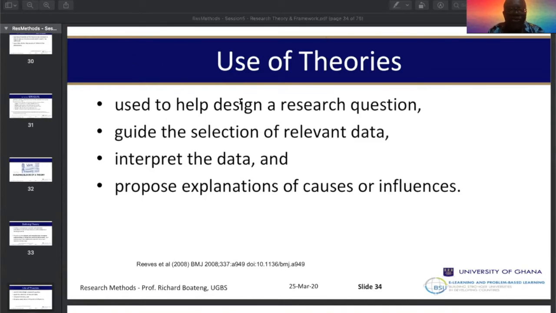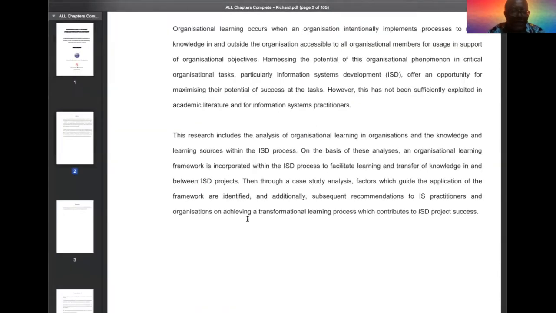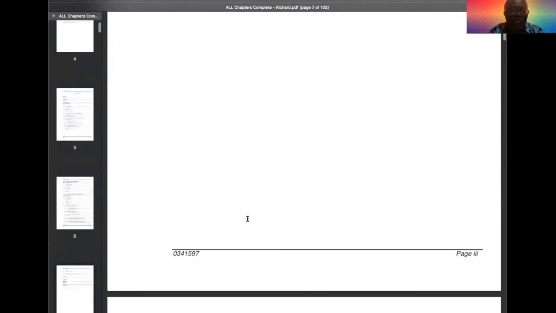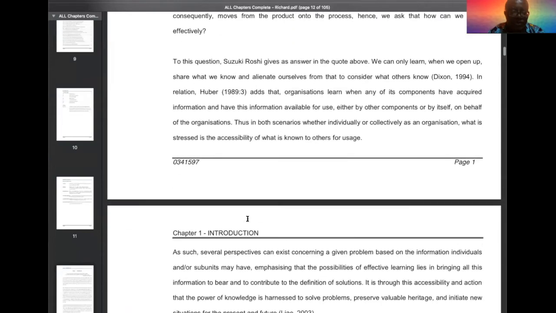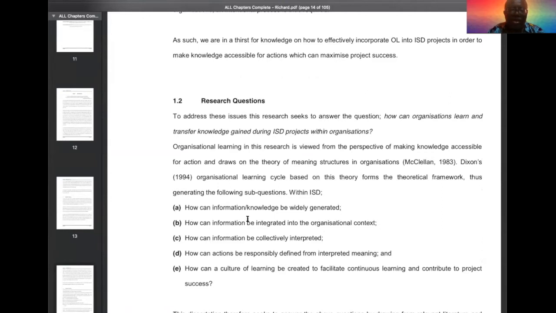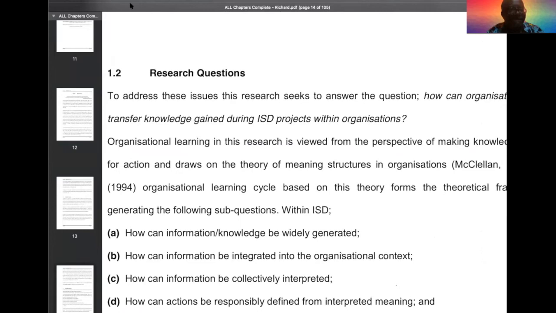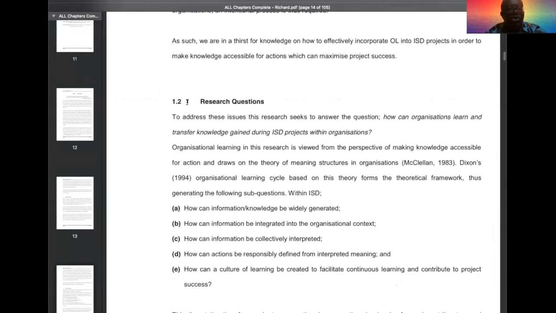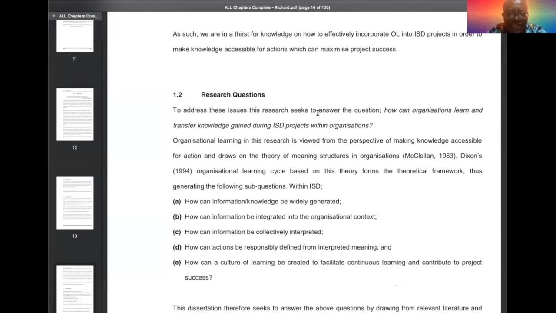What I'm going to show you right now is my master's thesis from the University of Manchester. This is a good thesis, it got a good mark. Now look at it. I'm going to zoom into my research question for you to see something. This theory is about organizational learning. So look at what it says. Look at the research questions. To address these issues, this research seeks to answer the question.